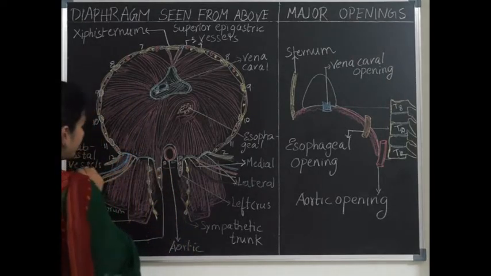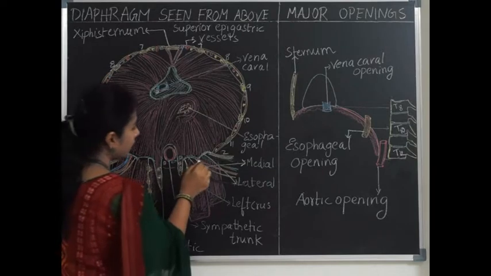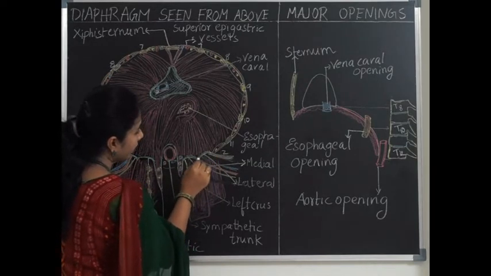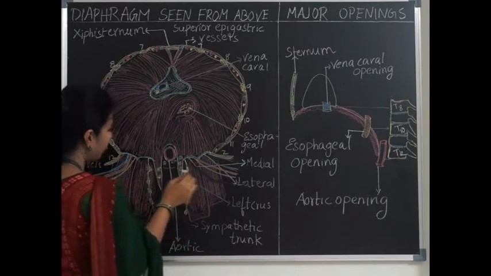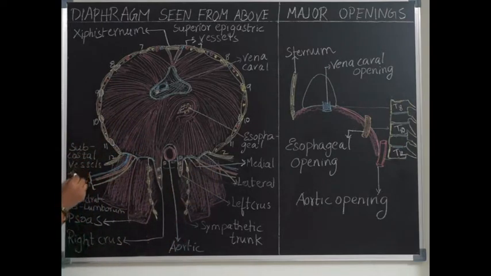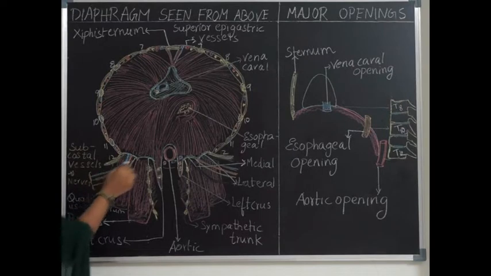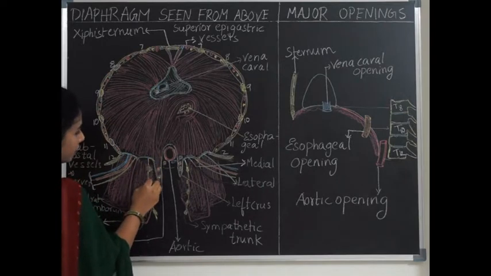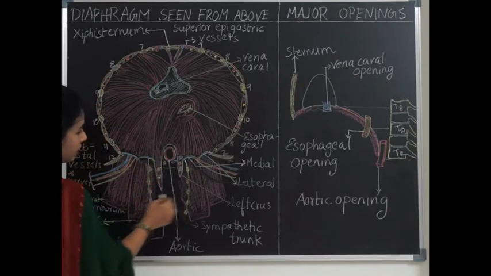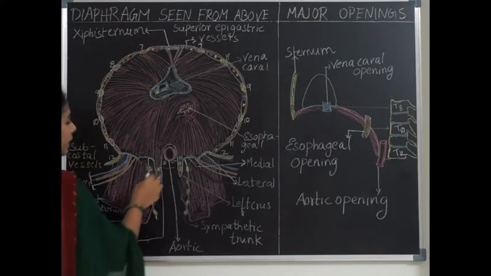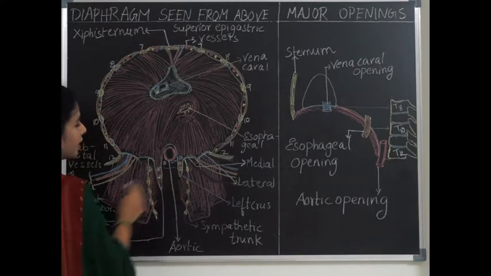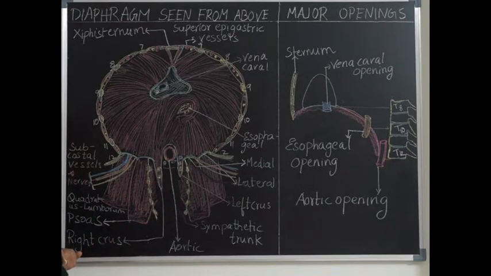And there are other structures which are related here. Just below the lateral arcuate ligament, there are subcostal vessels and nerves related to the lateral arcuate ligament. The medial arcuate ligament is related to the sympathetic chain on either side. And the greater and lesser splanchnic nerves pierce the right and left crura of the diaphragm.